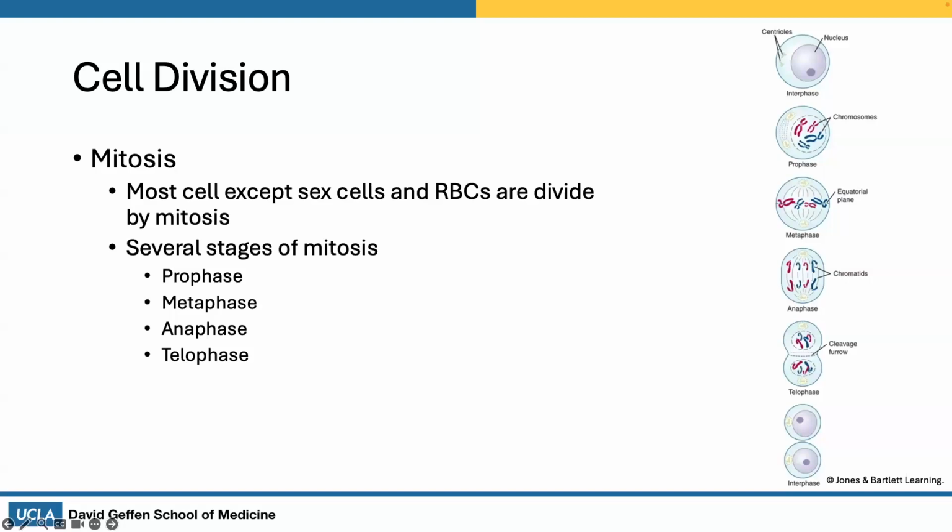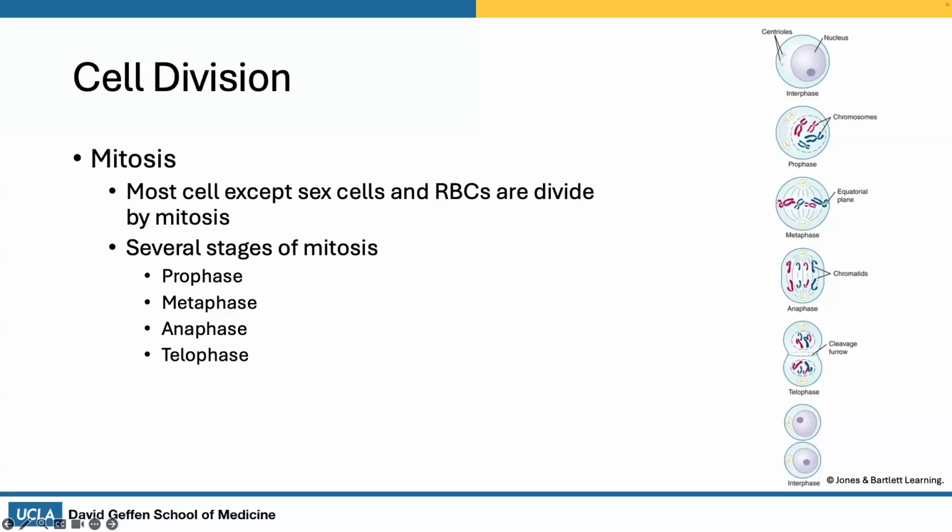And this process happens in almost all cells except sex cells, because they go through meiosis, and red blood cells, because they don't have a nucleus and they can't divide. So, the stages of mitosis: prophase is where the chromosomes condense and become visible under a microscope.